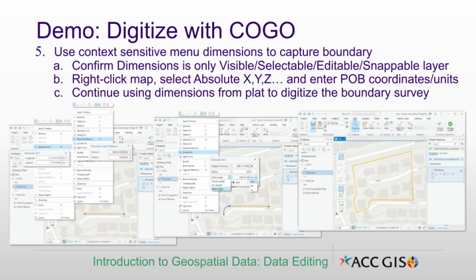Now, we use heads-up digitizing for a lot of data creation in GIS, but sometimes it's not precise enough. We need to use some absolute measurements. And so we can use context-sensitive menu dimensions to capture our boundary.